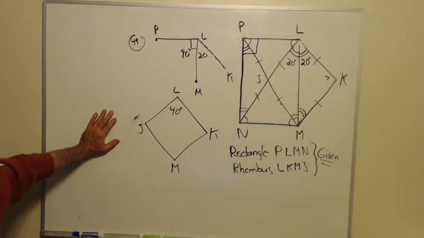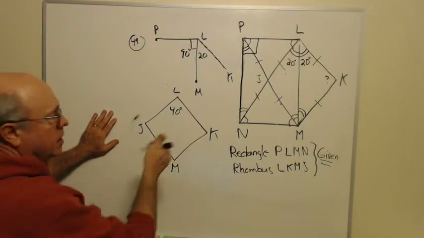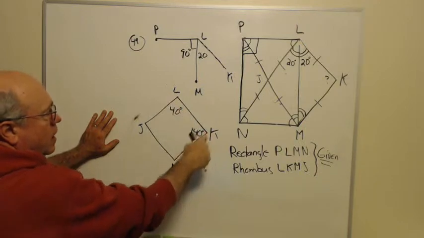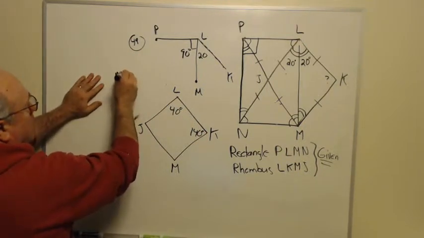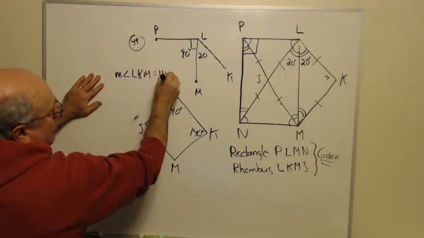Okay, now if we remember that in any parallelogram, consecutive angles like L and K are supplementary, that gives us the answer to the question. The measure of angle LKM on number 49 is 140.